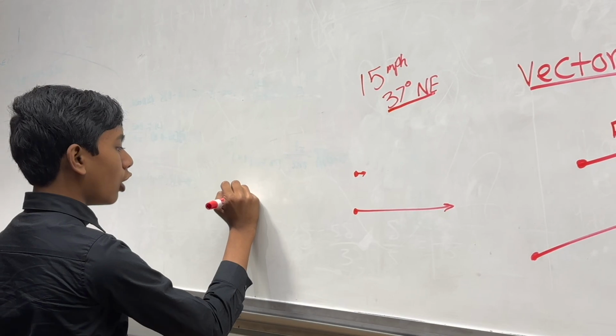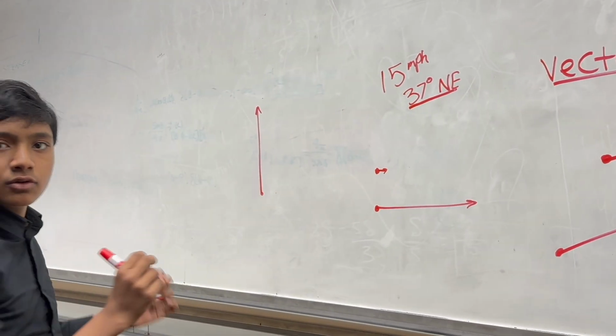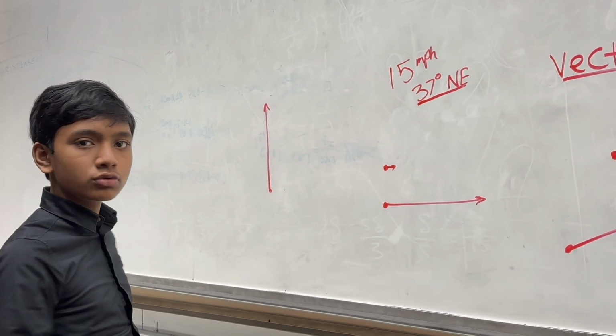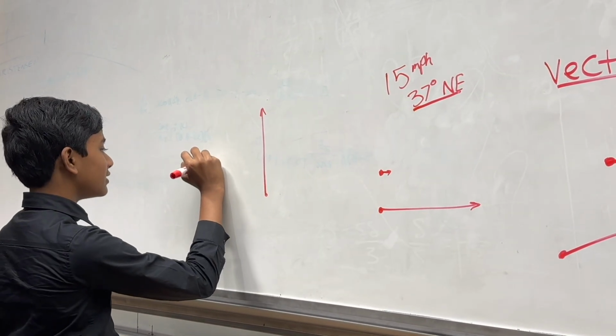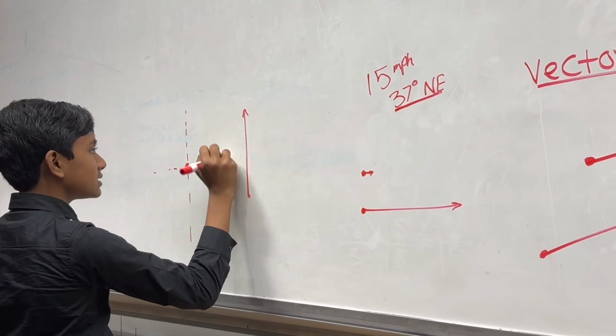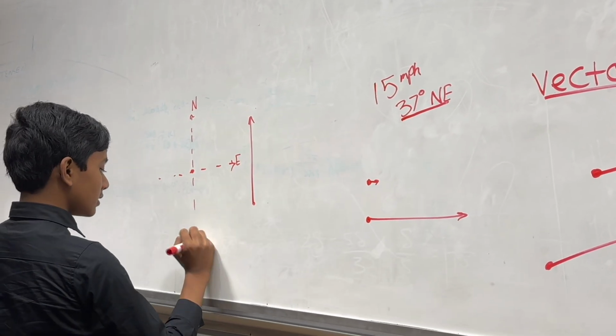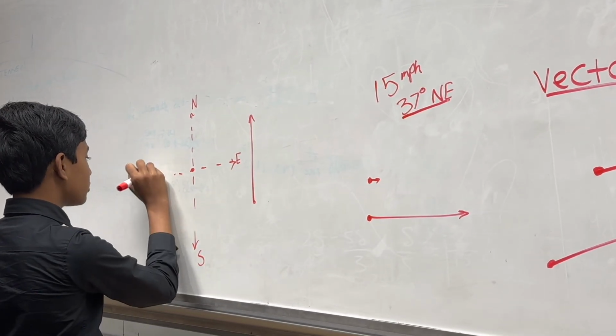It's not like the wind is always going to flow north. The wind, you have to specify the direction of the wind sometimes with respect to your own location. So 37 degrees to the northeast, in this case, you probably learned in your geography class that this direction is north and this direction is east. And of course, we can also label the other two.